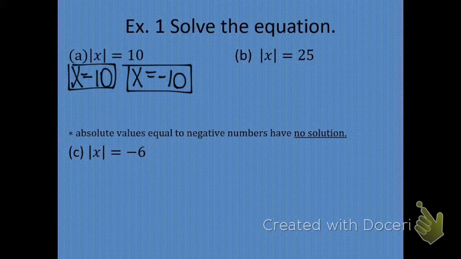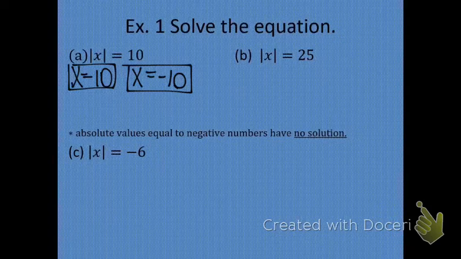Now, these equations already have x isolated, so we're done with these equations. But you have x equals 10 and x equals negative 10. Now, let's plug that into the problem and let's check it. What is the absolute value of 10? 10. Does 10 equal 10? Yes. Plug in negative 10. What's the absolute value of negative 10? 10. Does that make a true statement? Yes. Then we keep both of our answers and we move on.